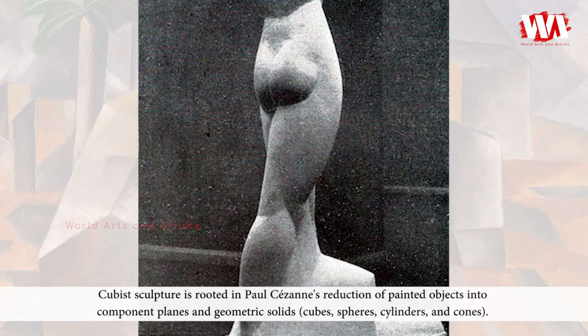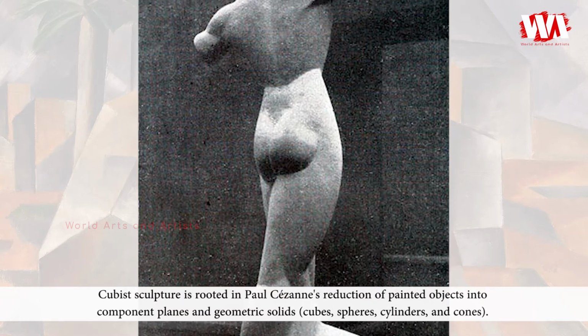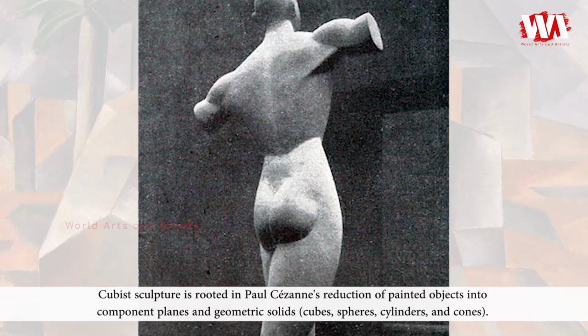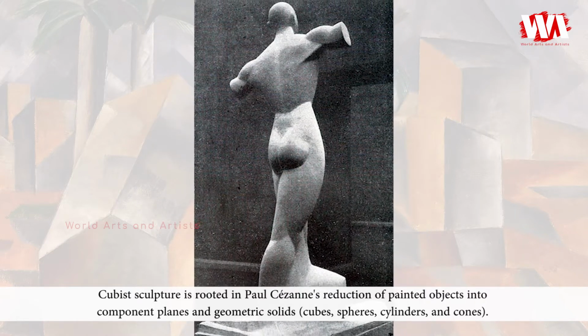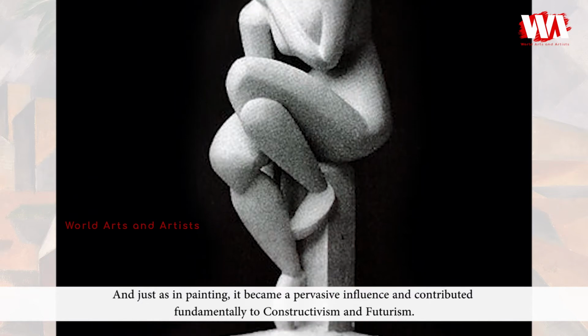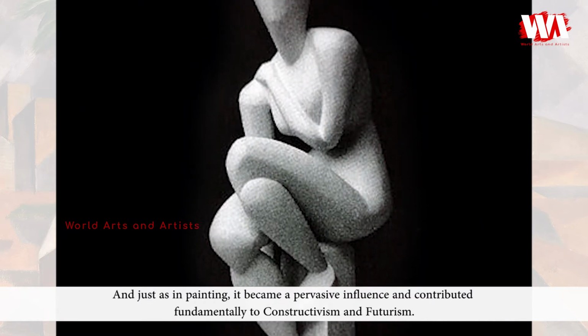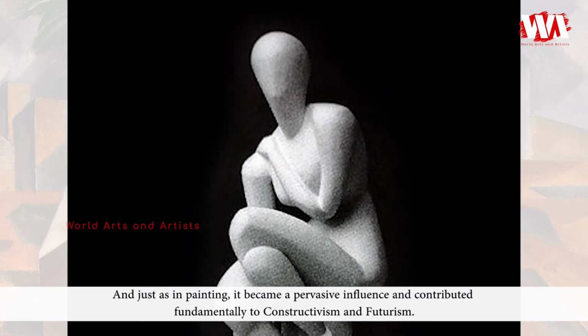Cubist sculpture is rooted in Paul Cézanne's reduction of painted objects into component planes and geometric solids: cubes, spheres, cylinders, and cones. And just as in painting, it became a pervasive influence and contributed fundamentally to constructivism and futurism.